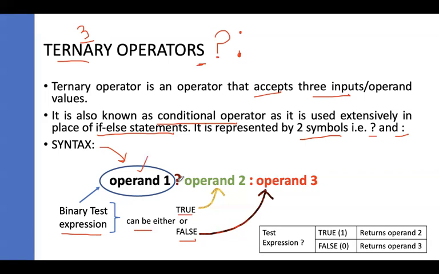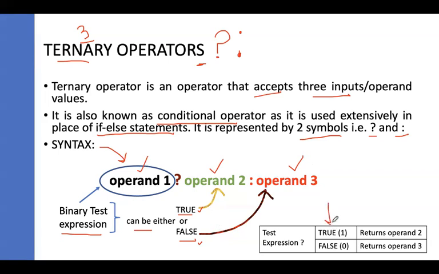Then you write the question mark, which means you are asking the question, is it true? That question can give you two outputs: either it can be true or it can be false. If it is true, you execute the second operand, and if it is false, you execute the third operand. This is the simple working of your ternary operator.